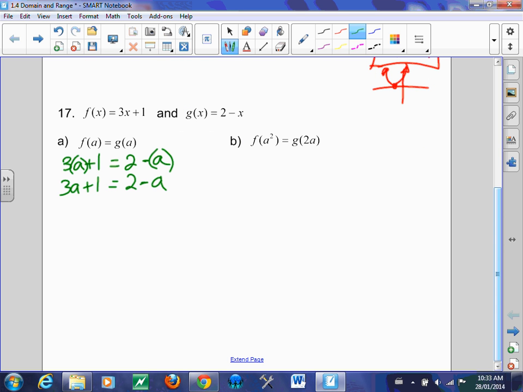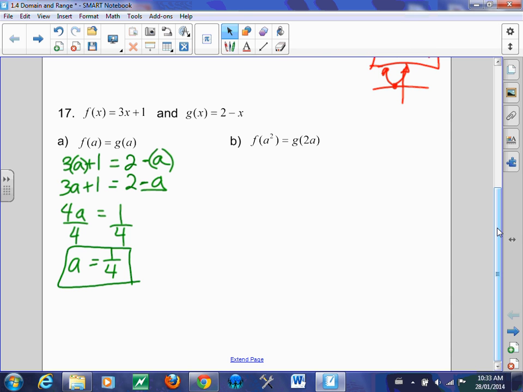Now all we have to do, it's a linear expression, and we just need to rearrange terms. So I already have 3a over here. I'm going to bring the negative 1 over, so you're going to have 4a on this side equals, on this side I have 2, I bring a negative 1 over, I have 1. To get a by itself, divide both sides by 4. So a equals 1 over 4. There's your answer to this one.